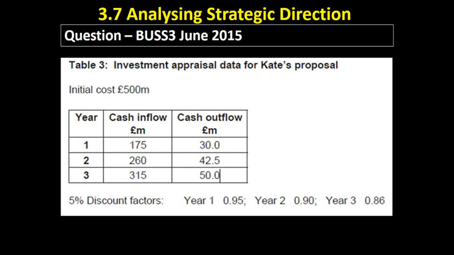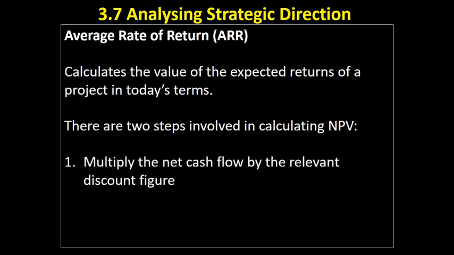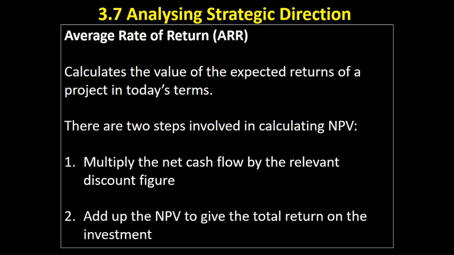So let's have a look at how to calculate it. First of all, you'll notice this is the information that we're given for a Buzz 3 question. First thing you'll notice is the table, and then you see that we are given discount factors. So we're going to use the discount factors to calculate net present value. There are two steps involved in it. First of all, we multiply the net cash flow by the relevant discount figure, which will be given to you. And then we need to add up the net present value to give the total return on investment.